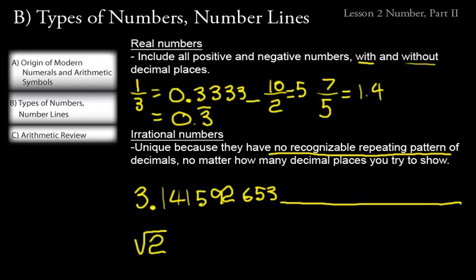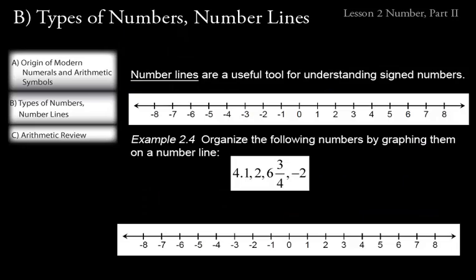Now, you might be thinking, if there are real numbers, are there imaginary numbers too? I mean, why would we have to classify things as real numbers? Well, actually, there are imaginary numbers. We also call them complex numbers. We'll talk about them later. Let's go ahead and talk about some ways to organize numbers first, though, and look at number lines.